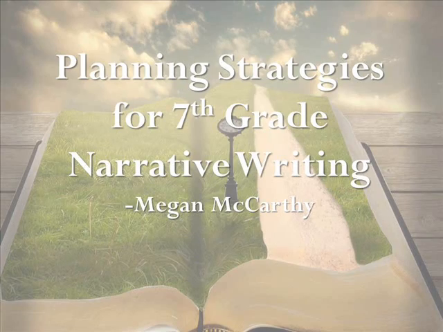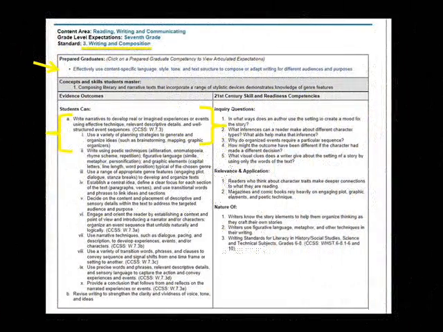This lesson is for a 7th grade English classroom. The content standard addressed in this lesson is 3, writing and composition. The evidence outcome will be that students will be able to write narratives to develop real or imagined experiences or events using effective technique, relevant descriptive details, and well-structured event sequences.